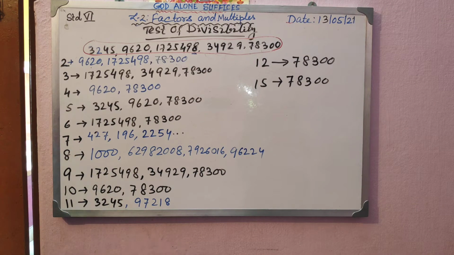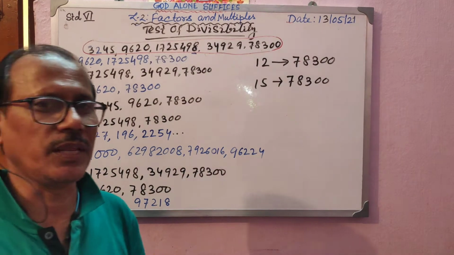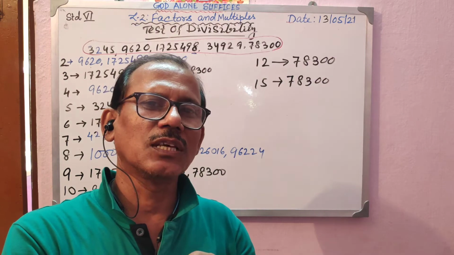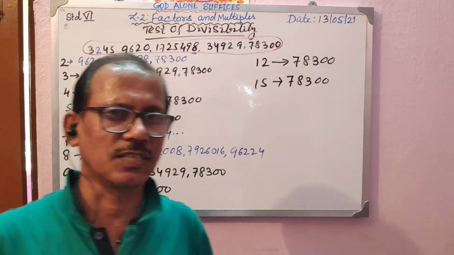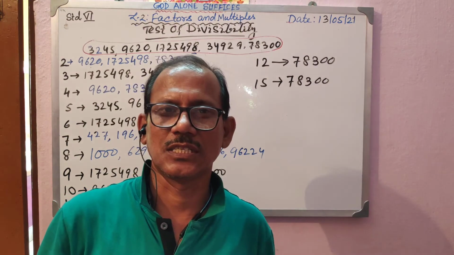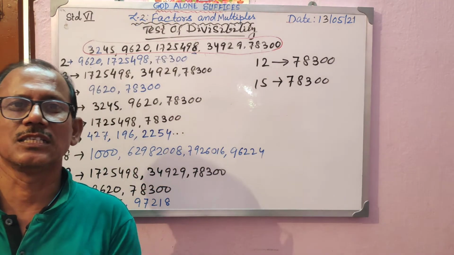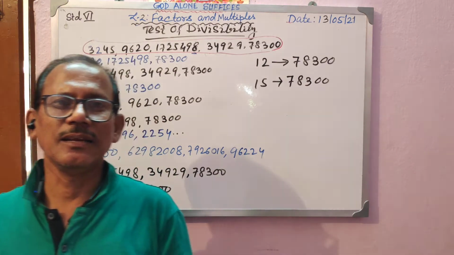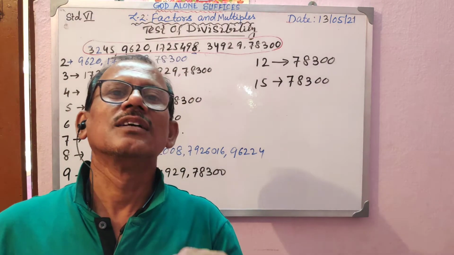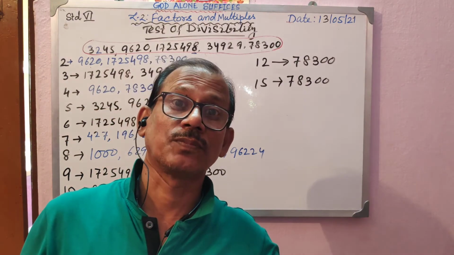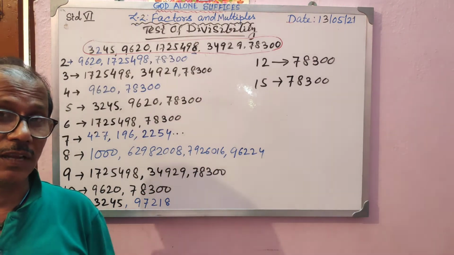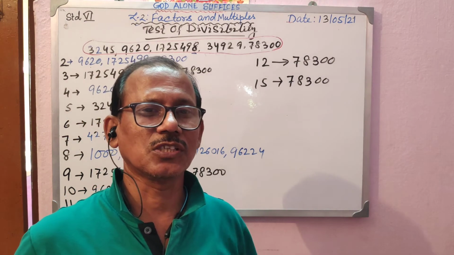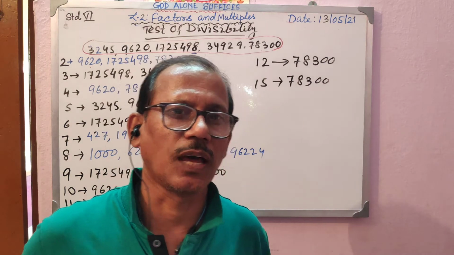Now moving on to divisibility by 3. Which numbers are divisible by 3? See, to ensure divisibility by 3, you need to take the sum of the digits of the number. If a larger number is there, you'll have to add all the digits. And if you find the sum is divisible by 3, then the number will be divisible by 3. That means if the sum of the digits comes to 3, 6, 9, 12, multiples of 3, then the number will be divisible by 3.